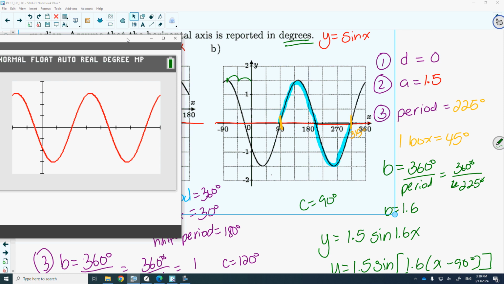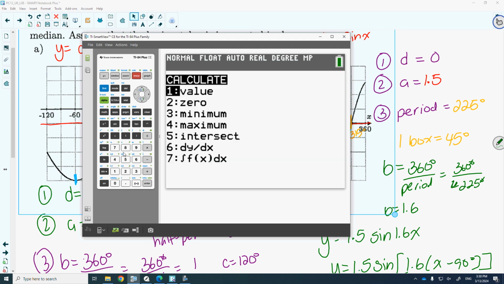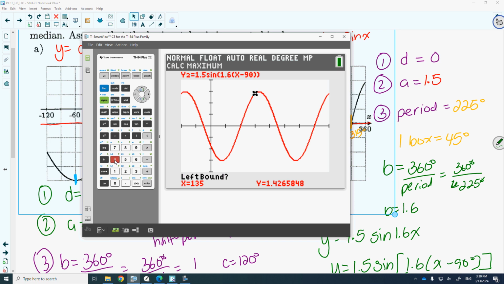Actually, I'll show you how I could get the phase shift for a cos graph. I need to know what that peak would be. So second, calculate, maximum. That would be the phase shift if it was a cos graph. I go left of the max, right of the max, enter. So it was actually 78 degrees. C would be negative, rounded, it would be negative 79 degrees. That's why we can't estimate that, right?